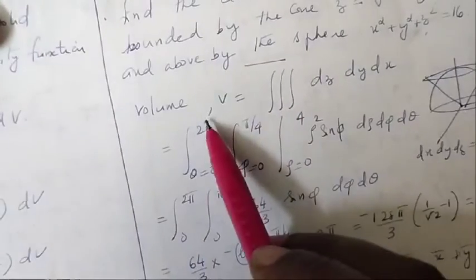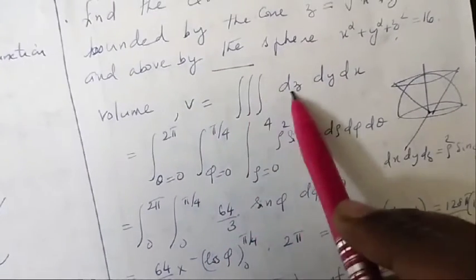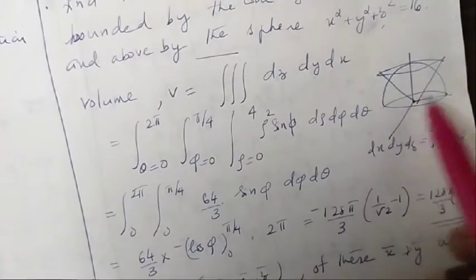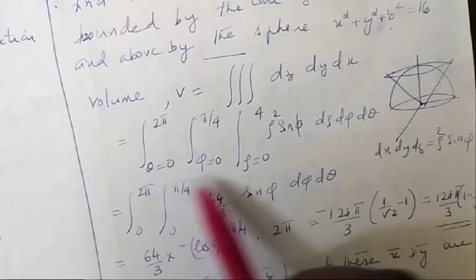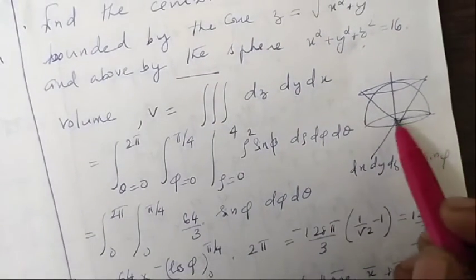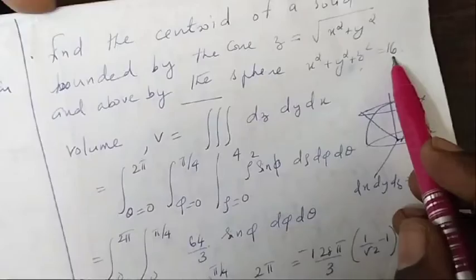So we need to find the volume. Volume V is triple integral dz dy dx. So we can use spherical coordinates. So the 3 variables are rho, theta, and phi. So what is the limit for rho? Rho is the radius. Okay. So the sphere, its radius is 4. So rho from 0 to 4.